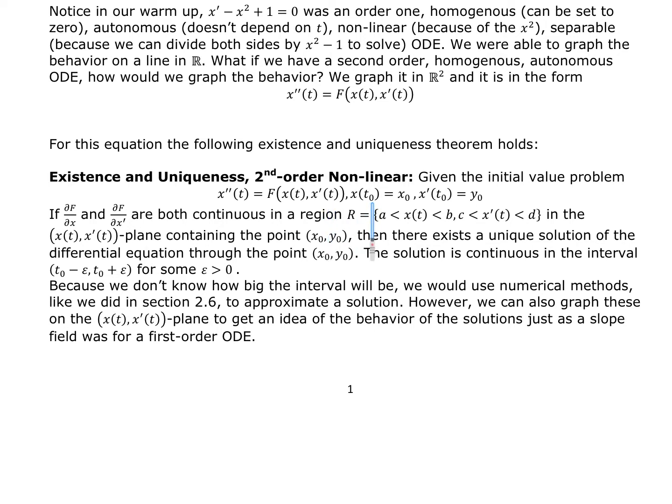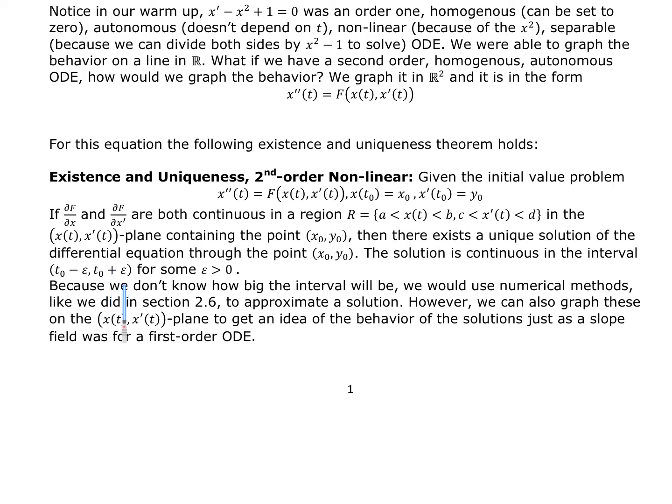we have an initial value for x and an initial value for x prime. If the partial derivative of f with respect to x and the partial derivative of f with respect to x prime are both continuous on a region where x of t is between a and b and x prime of t is between c and d, in the x, x prime plane, containing this point x naught, y naught, then there exists a unique solution of the differential equation at the point x naught, y naught. And the solution is continuous on the interval t naught minus epsilon to t naught plus epsilon.